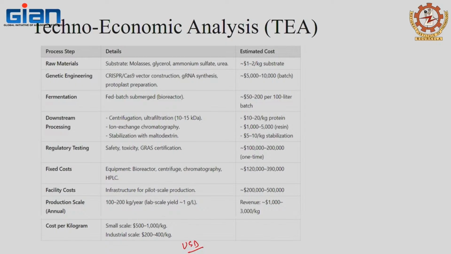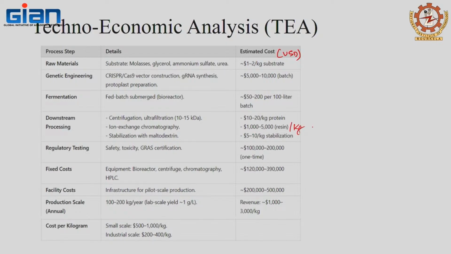And for fermentation, we are expecting approximately 50 to 200 US dollars per 100 liters, and for downstream processing, 10 to 20 US dollars per kilogram of protein. For ion exchange chromatography, almost 1000 to 5000 US dollars per kilogram. As well as for stabilization with the maltodextrin, we have to use some certain stabilizer in order to prevent the drying and unfolding of the protein.